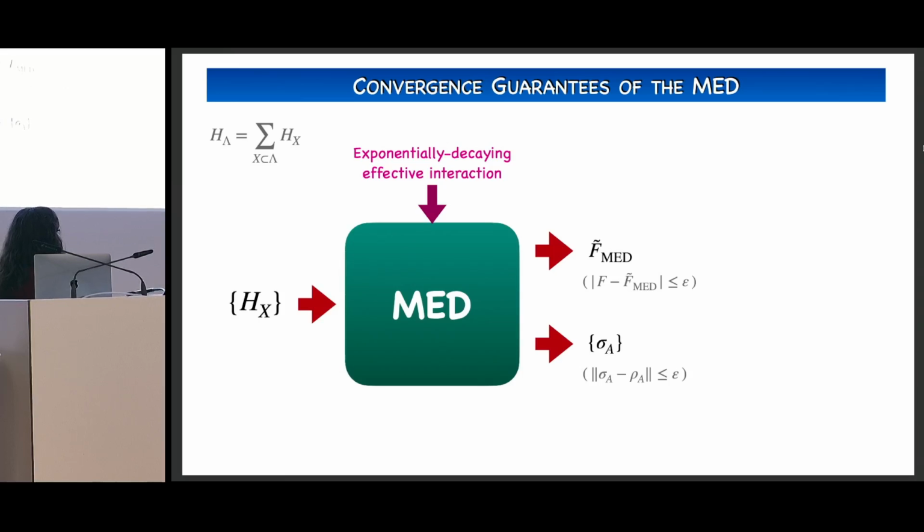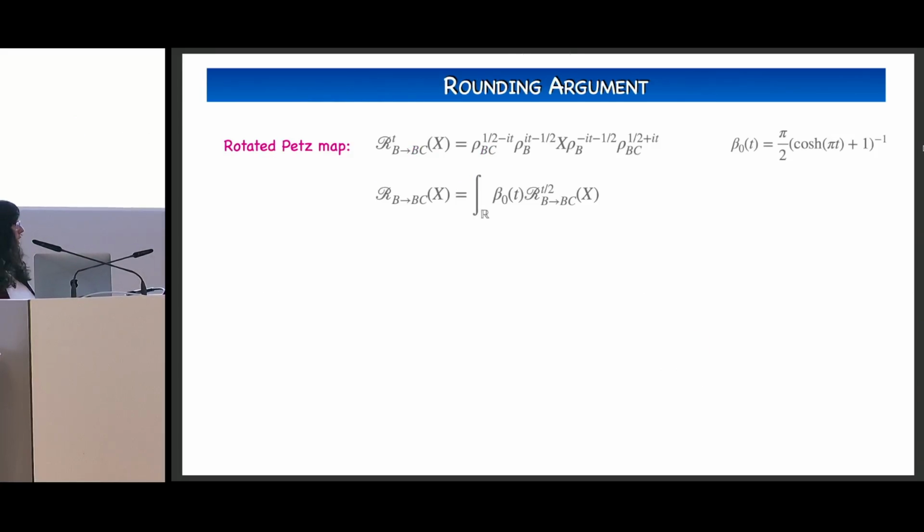And then the MED is outputting this F tilde MED, which is close to the free energy, and these marginals of the Gibbs state, which are close, and these sigma A's, which are close to the marginal of the Gibbs state. So now the question is, can we somehow merge these sigma A's so that we can reconstruct something similar to the Gibbs state? And this is the last part of the talk. I know I'm running out of time, but just 2 minutes.